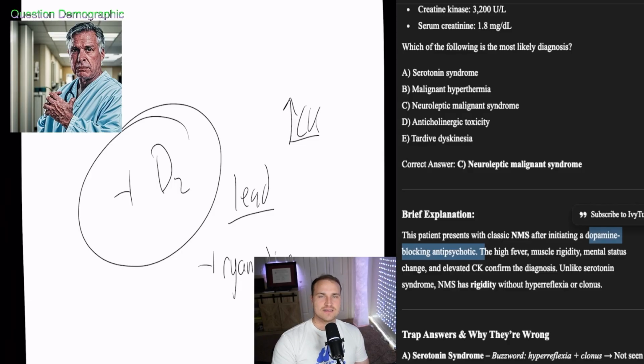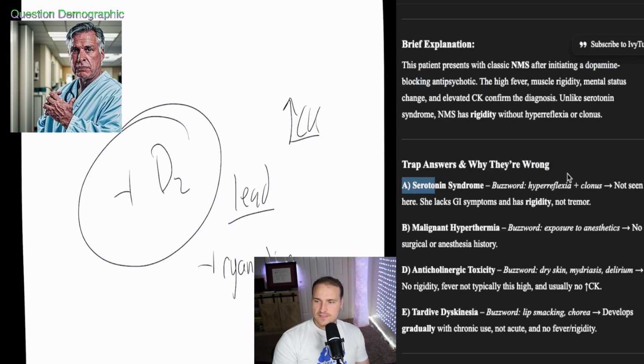restore the dopamine signaling. Neuroleptic malignant syndrome is too much dopamine blockade, decreased dopamine activity, cause rigidity, fever, and autonomic dysfunction. That's what's going on. Serotonin syndrome, hyperreflexia, clonus. Malignant hyperthermia, exposure to anesthetics, no surgical anesthesia history there, so it's not going to be malignant hyperthermia. Tardive dyskinesia would be lip smacking, chorea, that stuff. And this is super important because it has a mortality rate of like 20% if it's untreated.